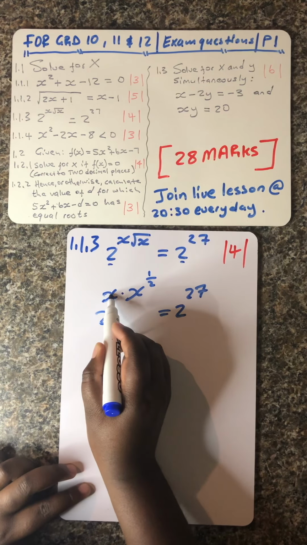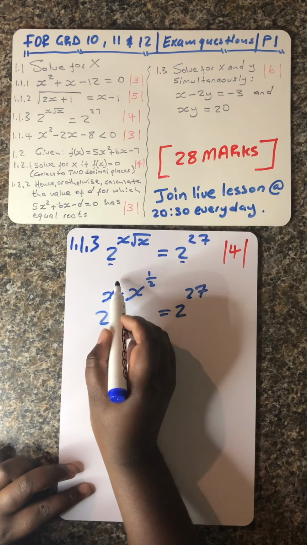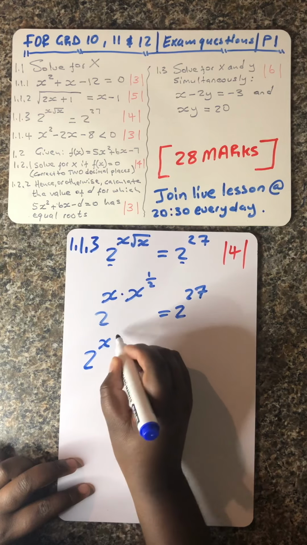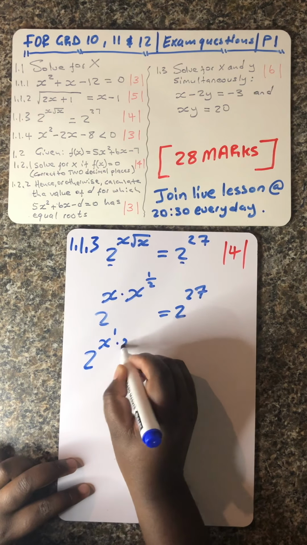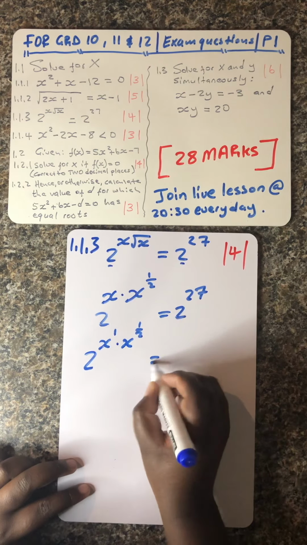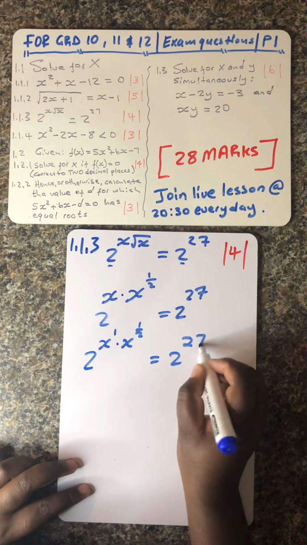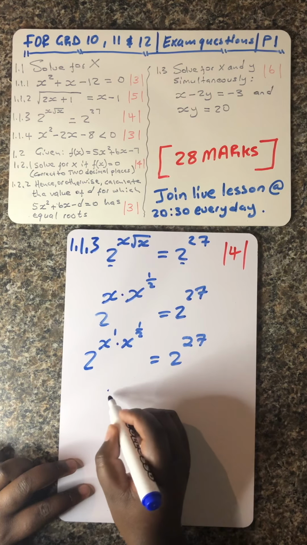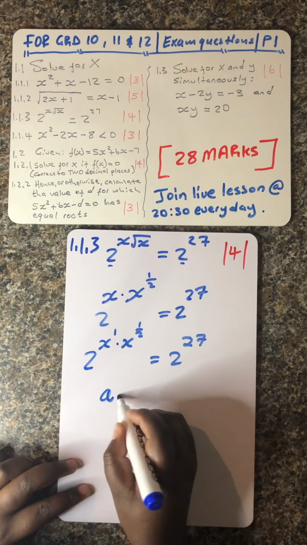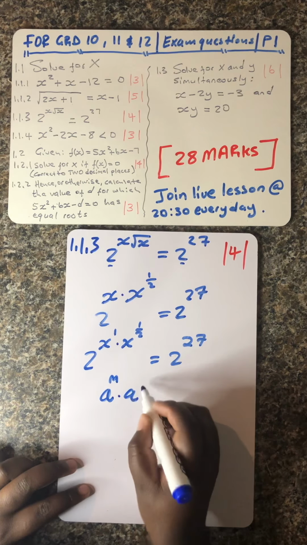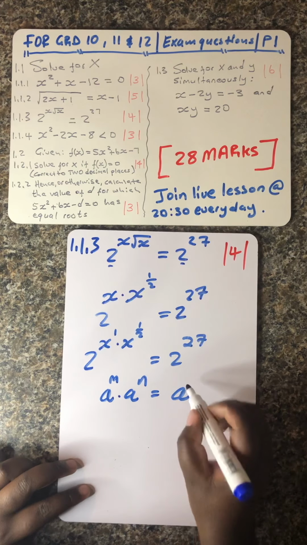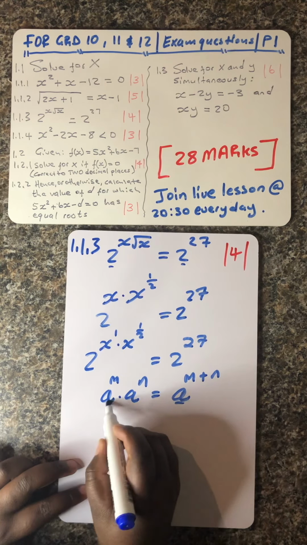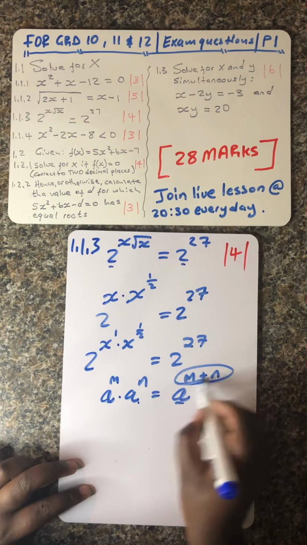Because we are multiplying the same bases, and remember there it's 1 even though it's not written, this is more like 2 to the power 1 multiplied by x to the power half, which is equated to 2 to the exponent 27. You remember that rule, I think it was a to the exponent m times a to the exponent n equals a to the exponent m plus n. Why? Because the bases are the same, so you can just write a and then you add the exponents.